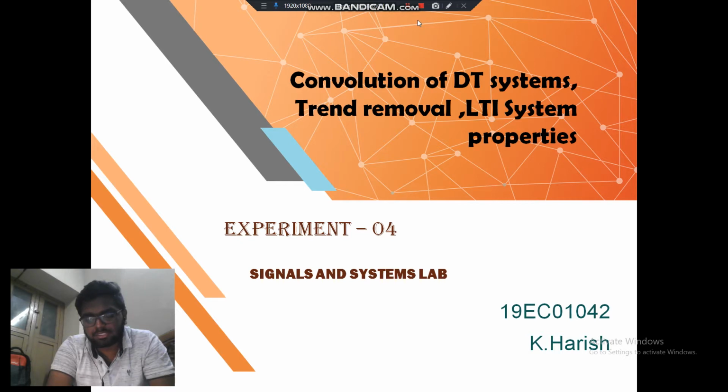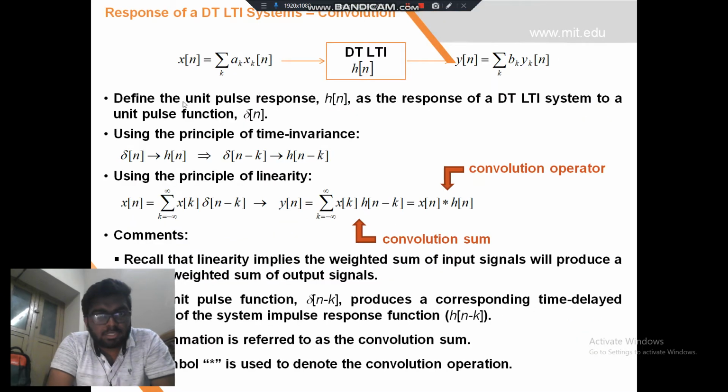Before doing all this, let us take a quick look at what an impulse response is and what convolution is. Here we are defining the unit impulse response h[n] as the response of a discrete time LTI system to the unit pulse function delta[n], and this is the convolution sum, as we all know, and this star symbol is the convolution operator.